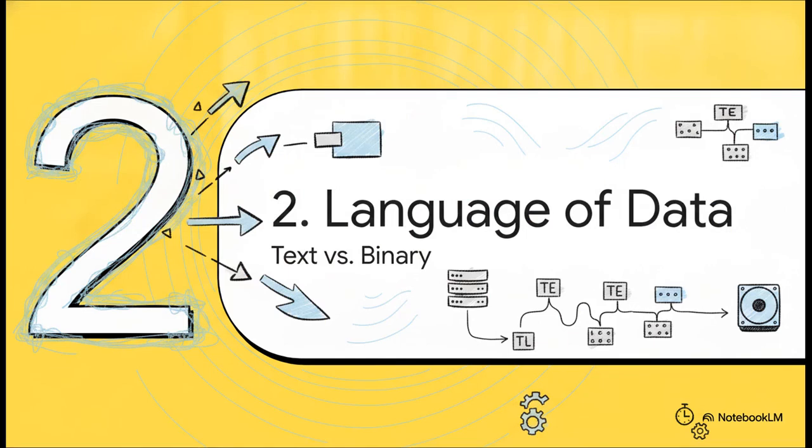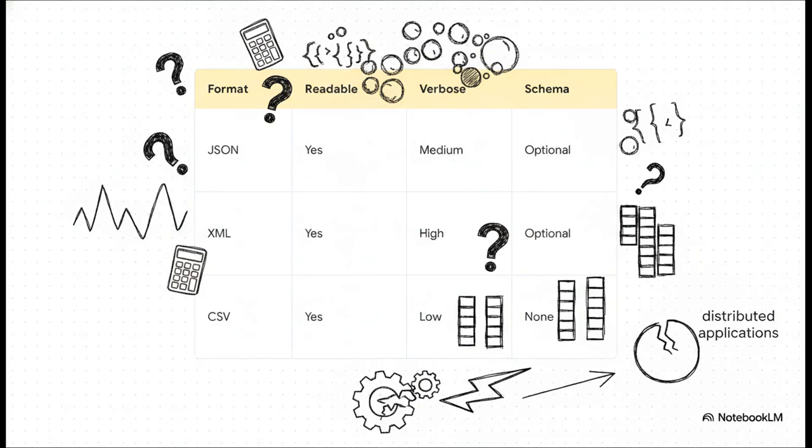Moving on to Section 2, the language of data, text versus binary. Whenever data leaves your application's memory to travel across a network or get saved to a disk, it needs an encoding format. But here's the thing. We accept a pretty massive trade-off when we use familiar text formats like JSON, XML, and CSV. Sure, they are ubiquitous and wonderfully human-readable, which we all love, but they're inherently flawed for really high-performance systems.